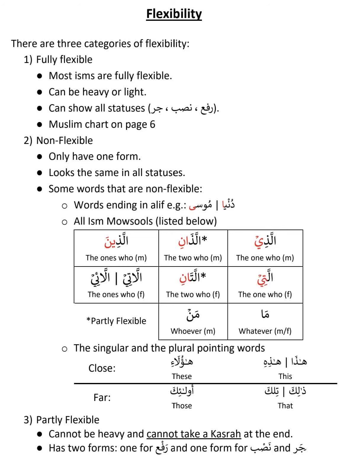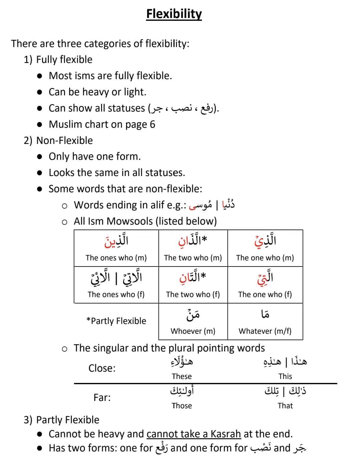Then we have to go a little bit deeper. We call it partly flexible. So there are three, as I said: fully flexible, non-flexible, and partly flexible. Partly flexible we need to discuss a little bit in detail, but I will give you a simple version to remember. If you say partly flexible, you just have to remember Yusuf.